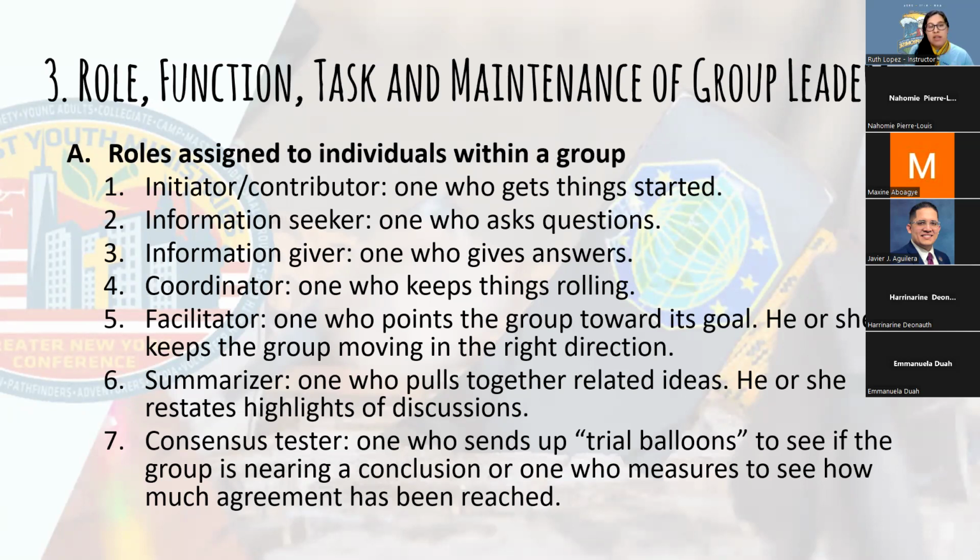And we have the consensus tester, who is the one that sets up trial balloons to see if the group is nearing a conclusion, or one who measures to see how much agreement has been reached. Trial balloons mean he's going to test the waters to see if we have agreed on something. Let's say we're agreeing that for Adventure Day, we're going to have the program in the morning and the Pathfinders doing this part. Do we agree on that, right?